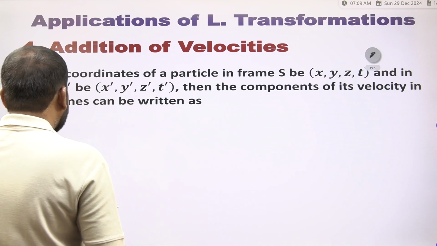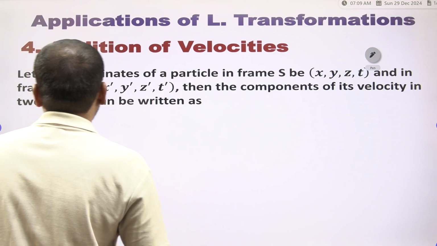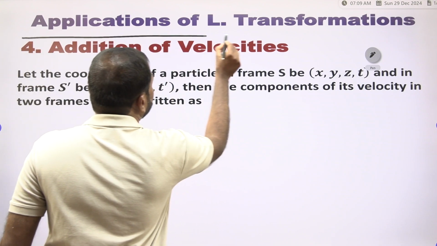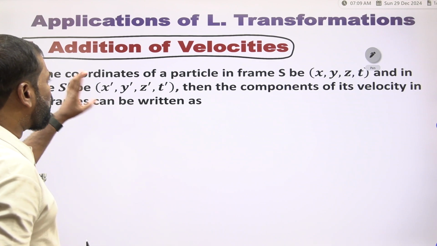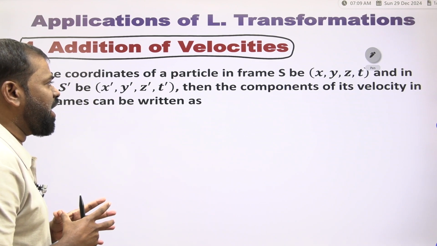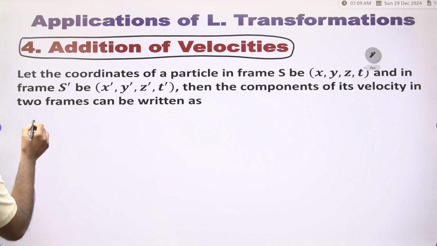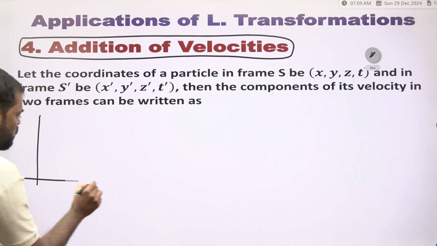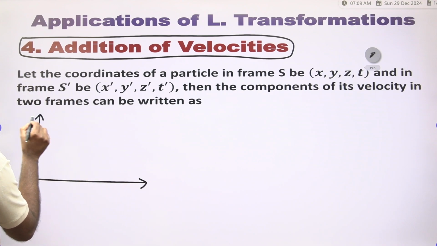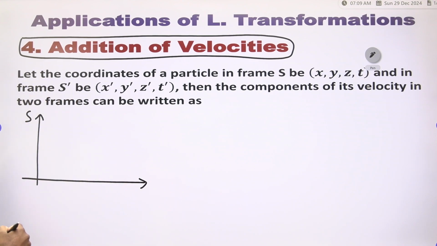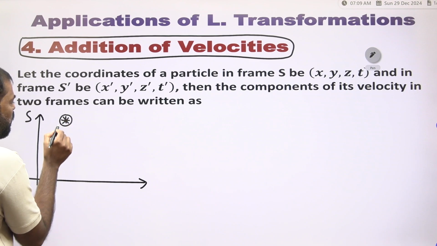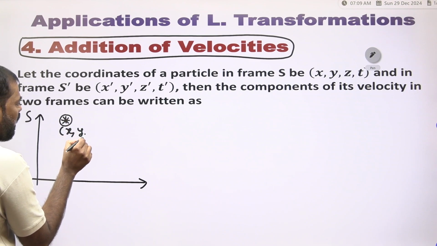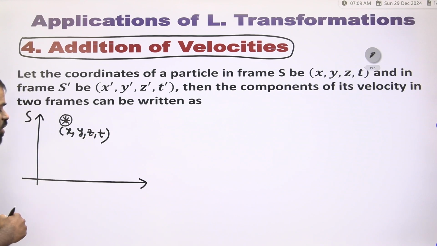Now, you are able to see the addition of velocities. This is the fourth application of the Lorentz transformation, that is, the addition of velocity. Let the coordinates of a particle in frame S be x, y, z, t. This is the Minkowski space.